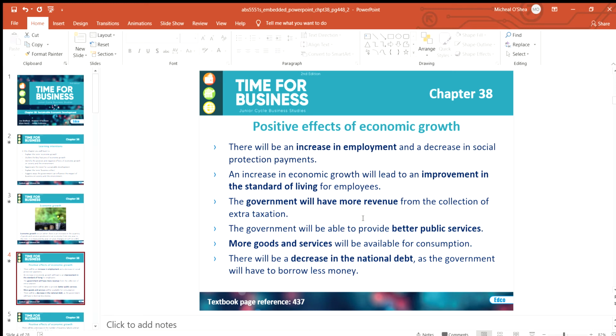Government will have more revenue because people are paying more income tax, and the government doesn't have to pay as much social protection. Think of it in the last year with all the pandemic unemployment payments that the government had to give, and what a debt crisis the globe is incurring because of COVID. Better public services, because the government has more money, they can spend more on increasing public services, whether it's roads or anything to do with transport or public buildings. Goods and services, there's more of them available, and a decrease in national debt. All of these lead into one another.